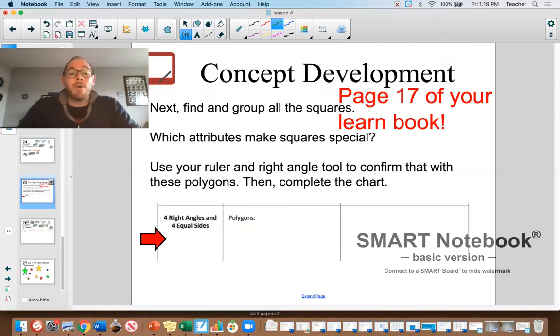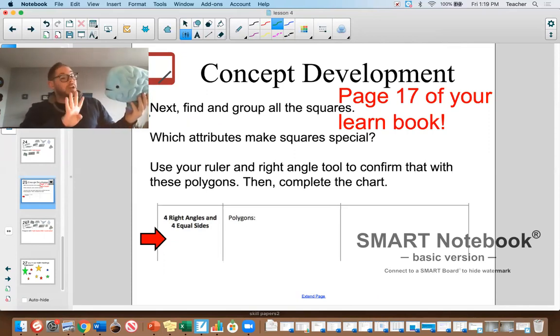All right, now we want to find and group all the squares. What makes a square special? What do we know about squares that makes them special? They're very, very special shapes. But what is special about them? Oh, I know, squares have four equal sides. Yep, you're right, Brain. They've got four equal sides. And what about their angles? Squares have four right angles. You're right. Squares have four equal sides and four right angles.